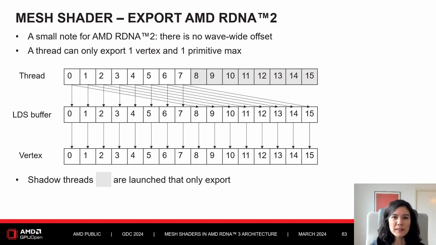On RDNA 2, it's a bit different. And this is actually the only slide I have in this presentation that's specific to RDNA 2. And I added this because the performance characteristics on RDNA 2 are quite different for this specific case, because RDNA 2 does not have a wave-wide offset. This means that a thread can only export one vertex and one primitive max. So what's happening is that shadow threads are launched. And these shadow threads, they don't do anything except exporting. So in this case, you not only have the overhead of group shared memory to do the swizzling, but also the overhead of additional threads that are launched.